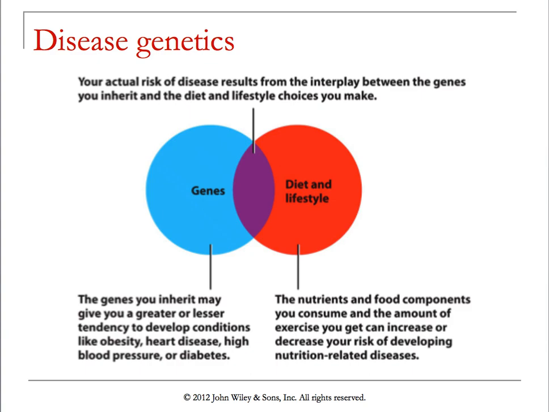So this graph is showing the two aspects of your life that result in disease risk. Your actual risk of disease results from the interplay between the genes you inherit and the diet and lifestyle choices you make. On the left, we have genes. Your genes may give you a greater or lesser tendency to develop conditions like obesity, heart disease, high blood pressure, or diabetes. Then on the right, we have diet and lifestyle. The nutrients and food components you consume and the amount of exercise you get can increase or decrease your risk of developing nutrition-related diseases.